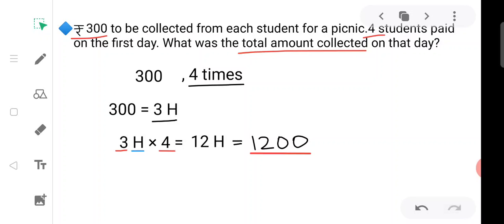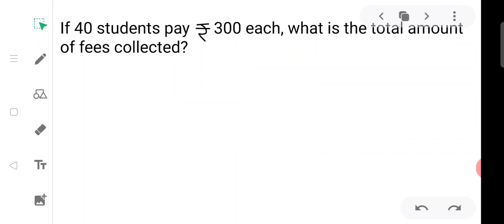Now, come to the next example. See here. If 40 students pay rupees 300 each, what is the total amount of fees collected? Here, how many students are there? 40 students. And each student paid 300 rupees. What we have to find? We have to find the total amount of fees collected.